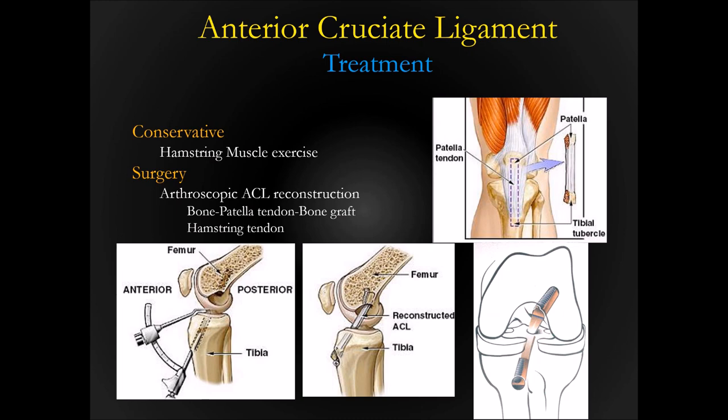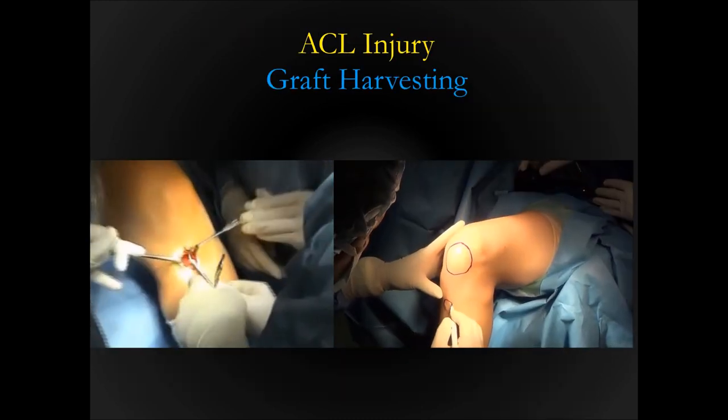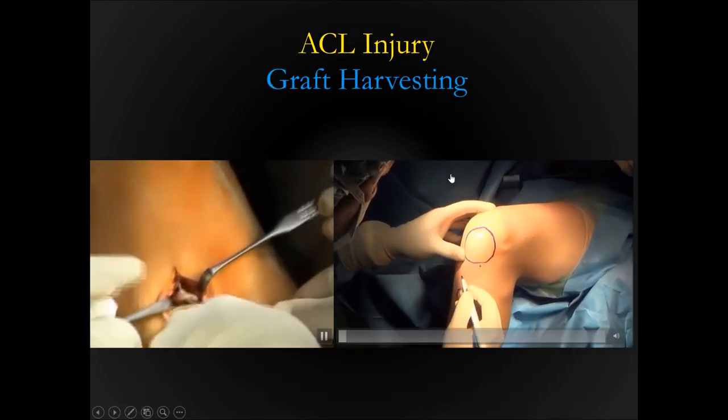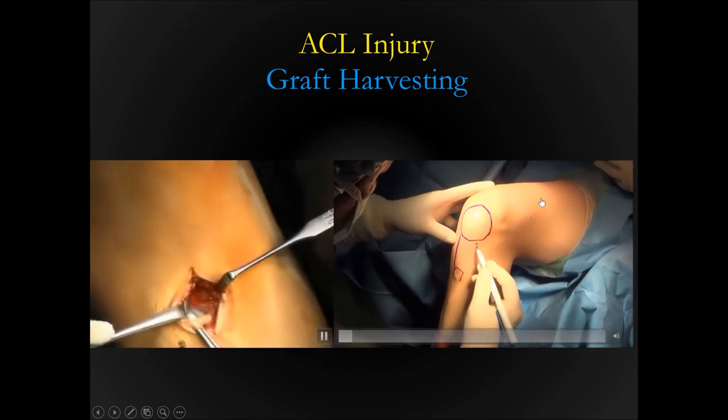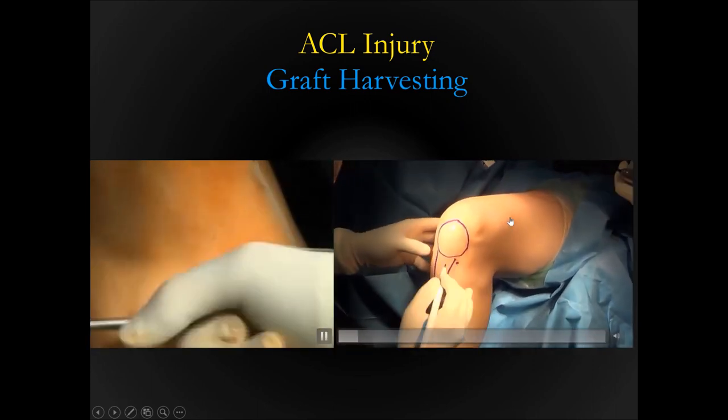We call this reconstruction. Okay, so the common tendon or graft, we prefer to use the patellar tendon or the hamstring. Okay, hamstring, we use the medial hamstring, which is the semitendinosus and the gracilis. So I show you, this is the hamstring and this is the quadriceps. Okay, we can use, there are many graft choices.